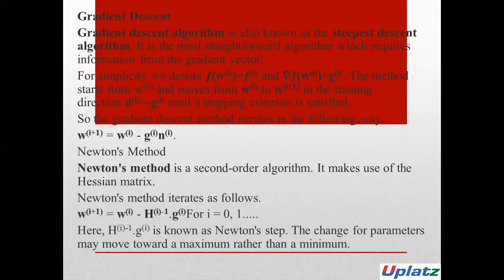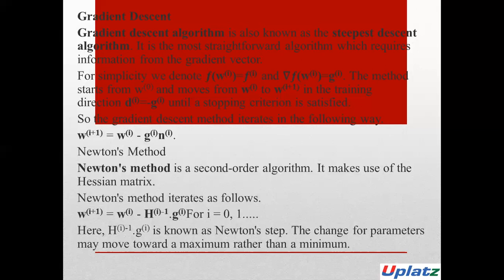Then there is Newton's method. Newton's method is a second order algorithm which makes use of the Hessian matrix. Its main task is to find better training directions by using the second derivatives of the loss function.